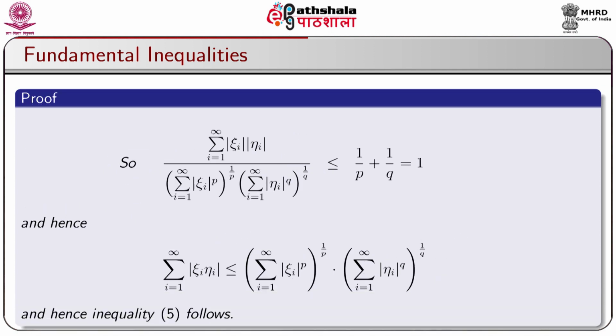So, Σ_{i=1}^∞ |ξ_i||η_i| / ((Σ_{i=1}^∞ |ξ_i|^p)^{1/p} (Σ_{i=1}^∞ |η_i|^q)^{1/q}) is less than or equal to 1/p + 1/q, which is equal to 1 by assumption. And hence Σ_{i=1}^∞ |ξ_i η_i| is less than or equal to (Σ_{i=1}^∞ |ξ_i|^p)^{1/p} (Σ_{i=1}^∞ |η_i|^q)^{1/q}, and hence the inequality (5) follows.